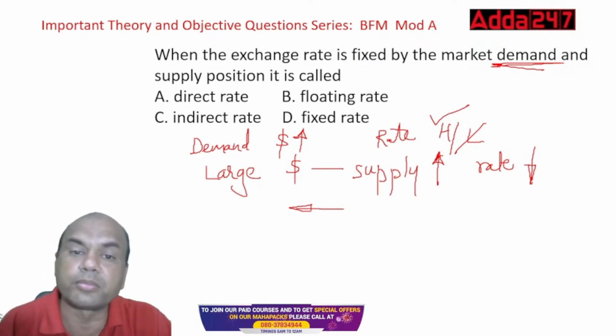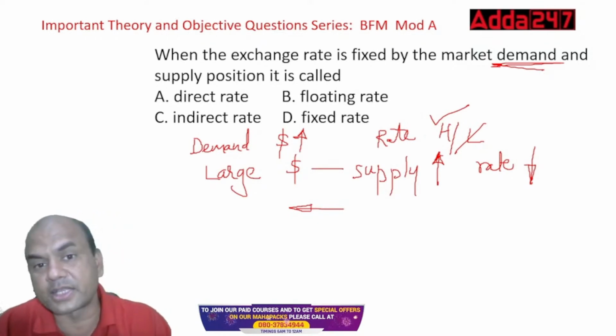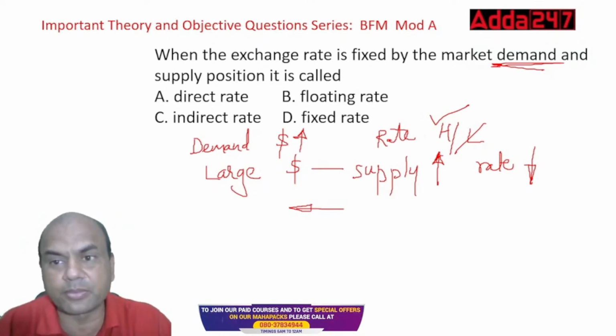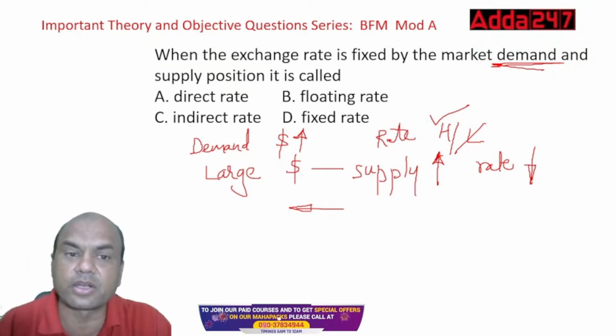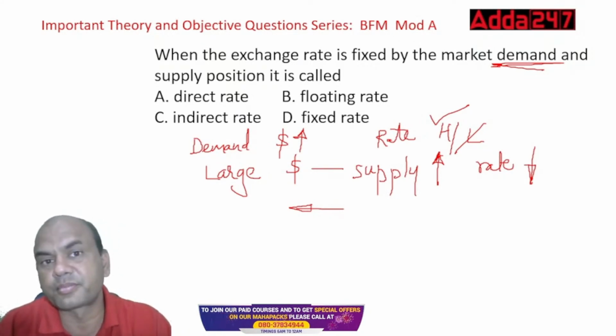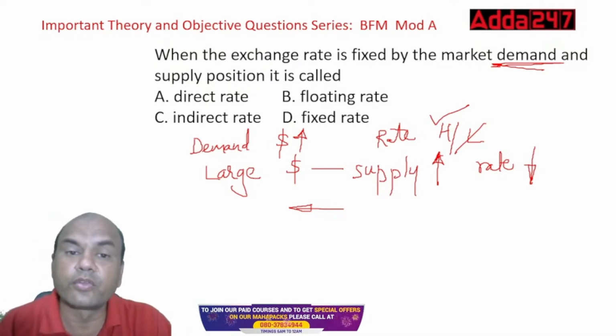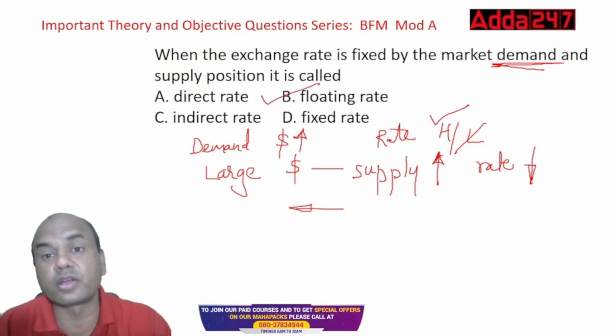Then the rate will go up. So what is this called, actually? Whenever it's decided by this demand and supply position, it is called as what? Direct, floating, indirect or fixed rate. It is called as floating rate. Correct? It is called as floating rate.